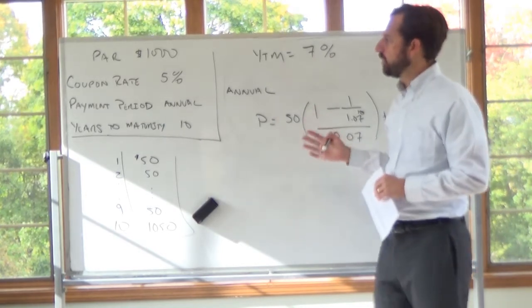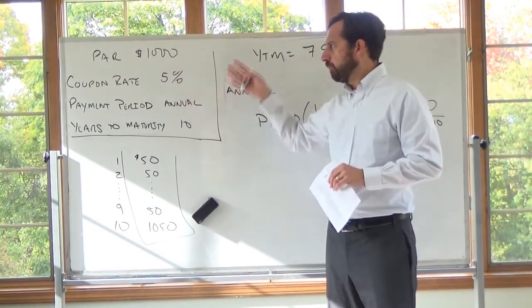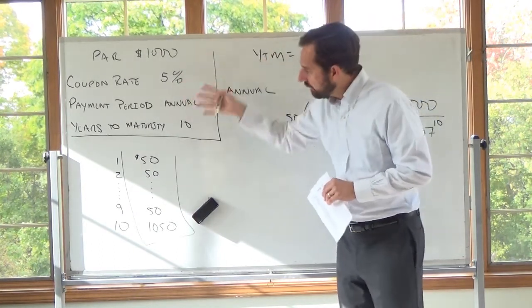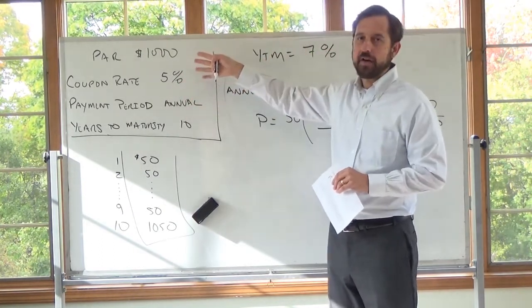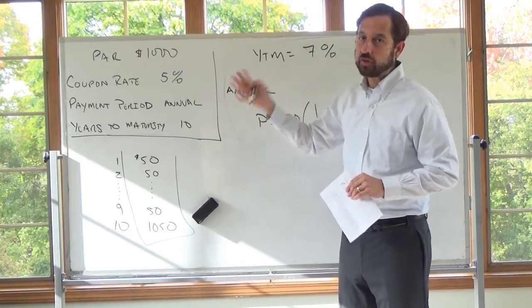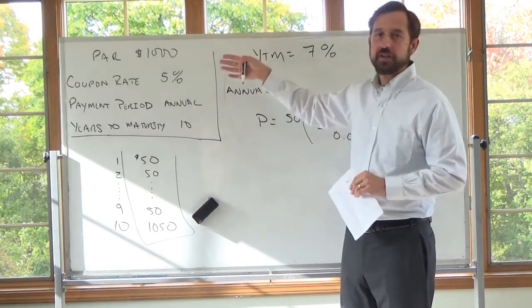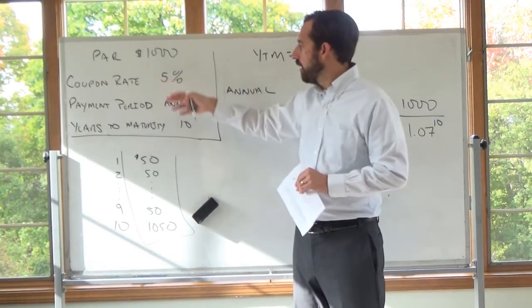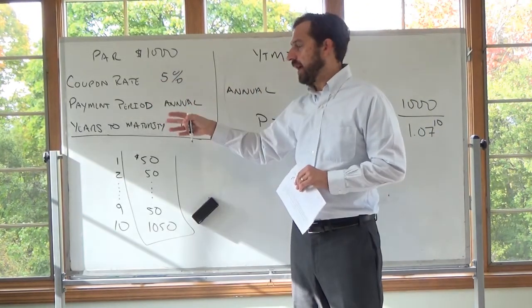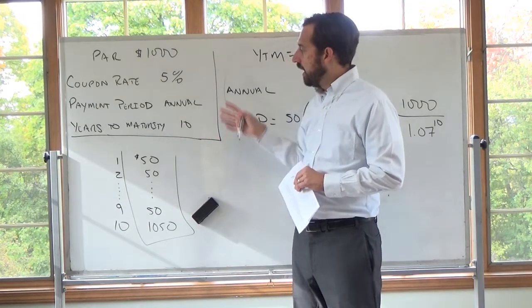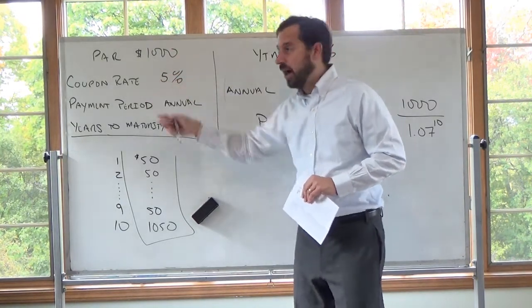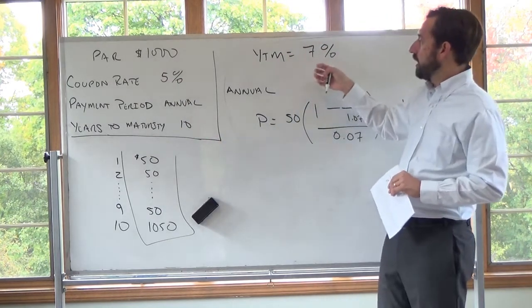First and foremost, in any end of chapter problem or exam, you're going to be given information like this. You might be given the par value, you might not. It's common just to assume the par value is 1,000, so if you don't see a par value, you can just assume that. Then we're given a coupon rate, payment period, and years to maturity. This is from the bond indenture, so this never changes. That's important to know. Then you'll also get a yield to maturity.